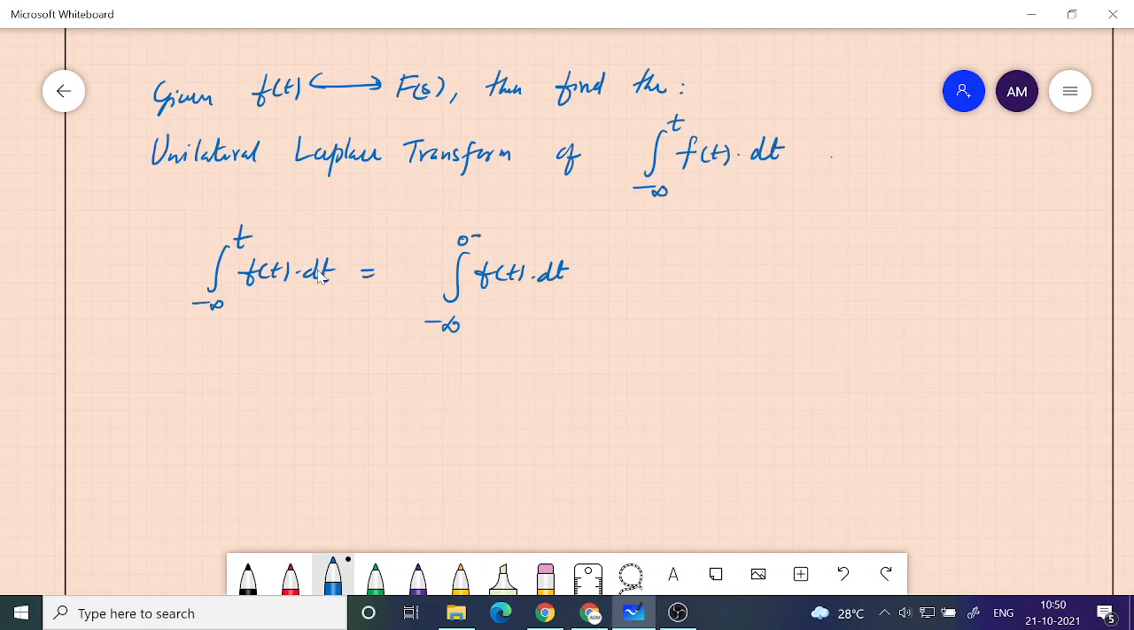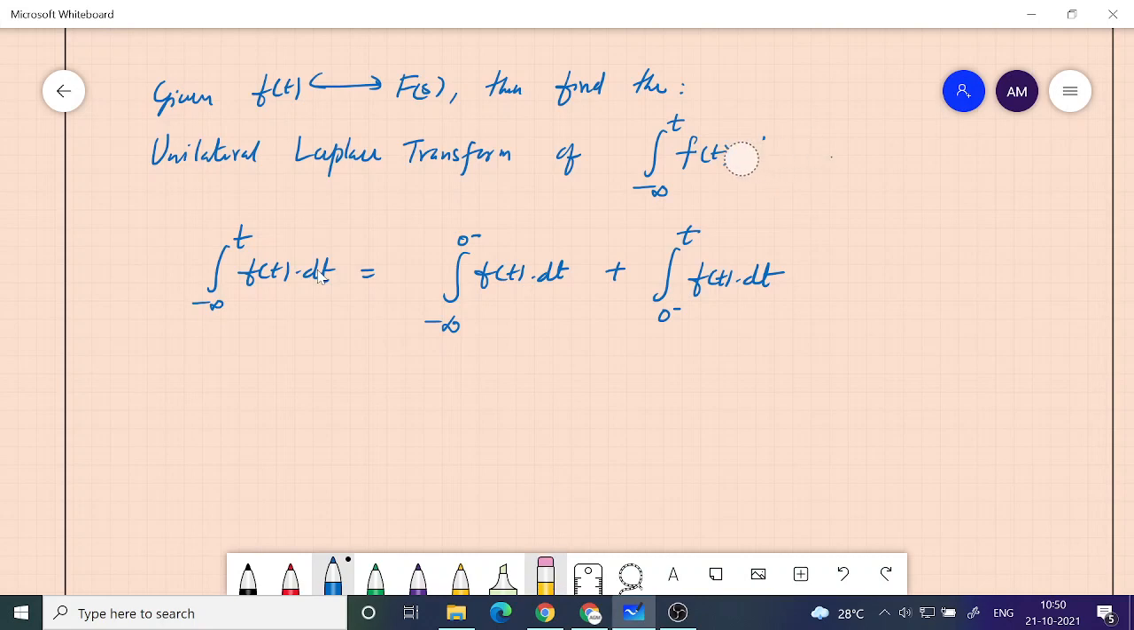You don't integrate it in the expression for the Laplace transform. You start integrating from 0 minus only, and then you have 0 minus to t f of t dt. So here I can take the integration variable to be a different thing. That may be a better idea, I feel.